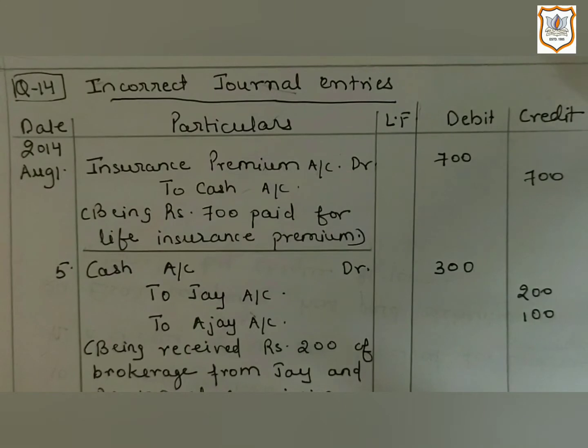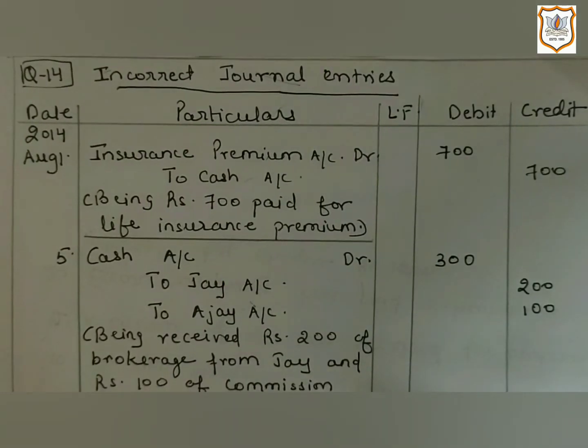Hello everyone. Today I'm going to teach you how to make a correct journal entry from the wrong journal entry. So here is question number 14 of your textbook on page number 106. Here I have taken only a few journal entries and the remaining you have to do on your own for your practice.